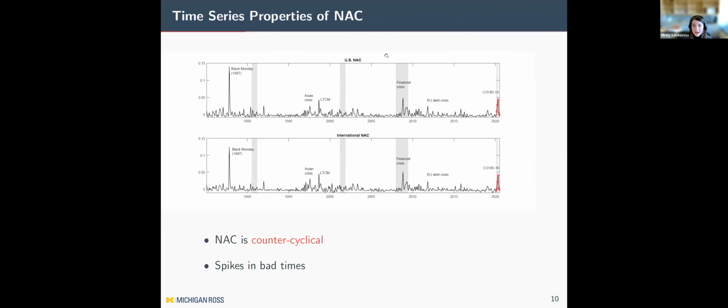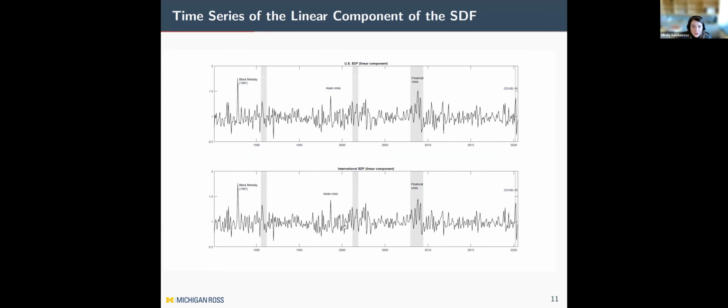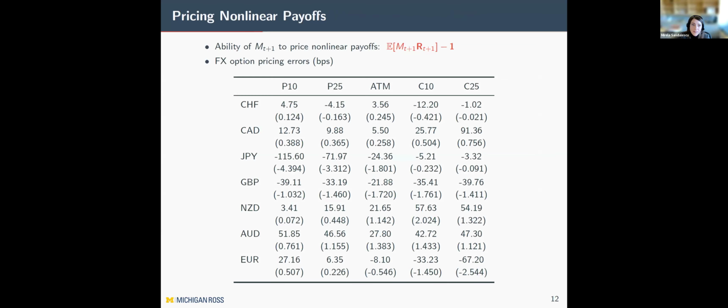But again, our NAC is simply extracted from the no arbitrage condition. So it's not so much to ensure that it can provide good pricing performance on its own for assets with nonlinear payoffs. But still, a natural question arising is whether our nonlinear stochastic discount factor M is able to price nonlinear payoffs. And again, remember that in its construction, we only use information from basic asset returns. So think about the international stocks and bonds.